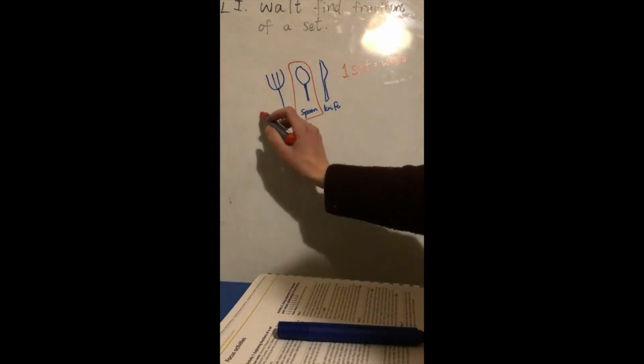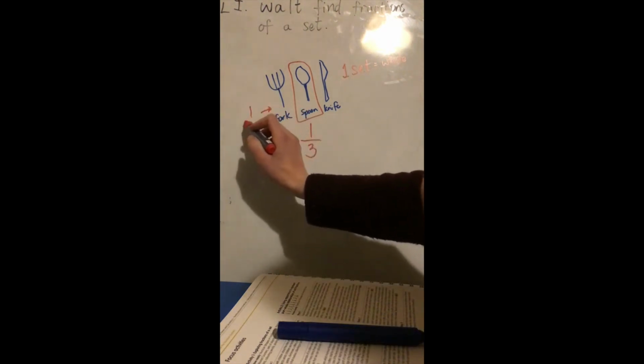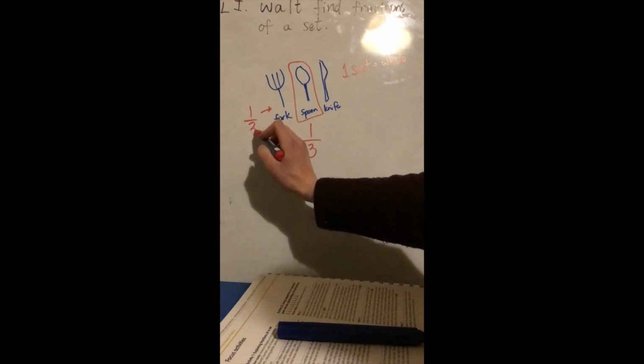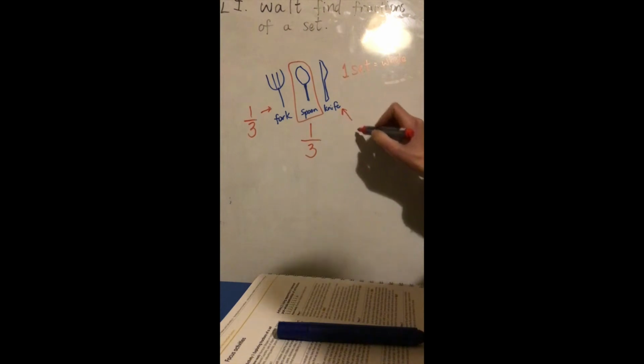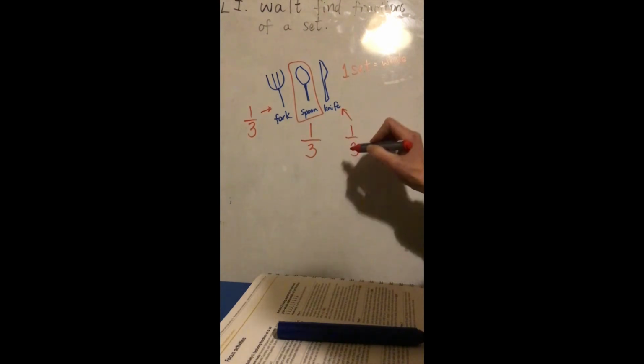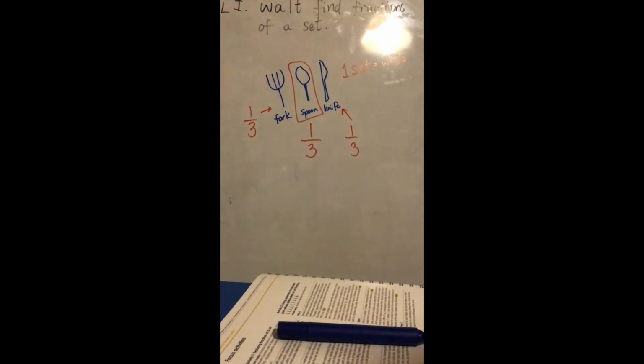The same is true of the fork. If I'm only talking about the fork, I'm only talking about one of three equal parts of my set. And if I'm only talking about the knife, I'm talking about one of three equal parts of my set. Okay, so we're speaking about fractions again, but we're just speaking about sets instead.